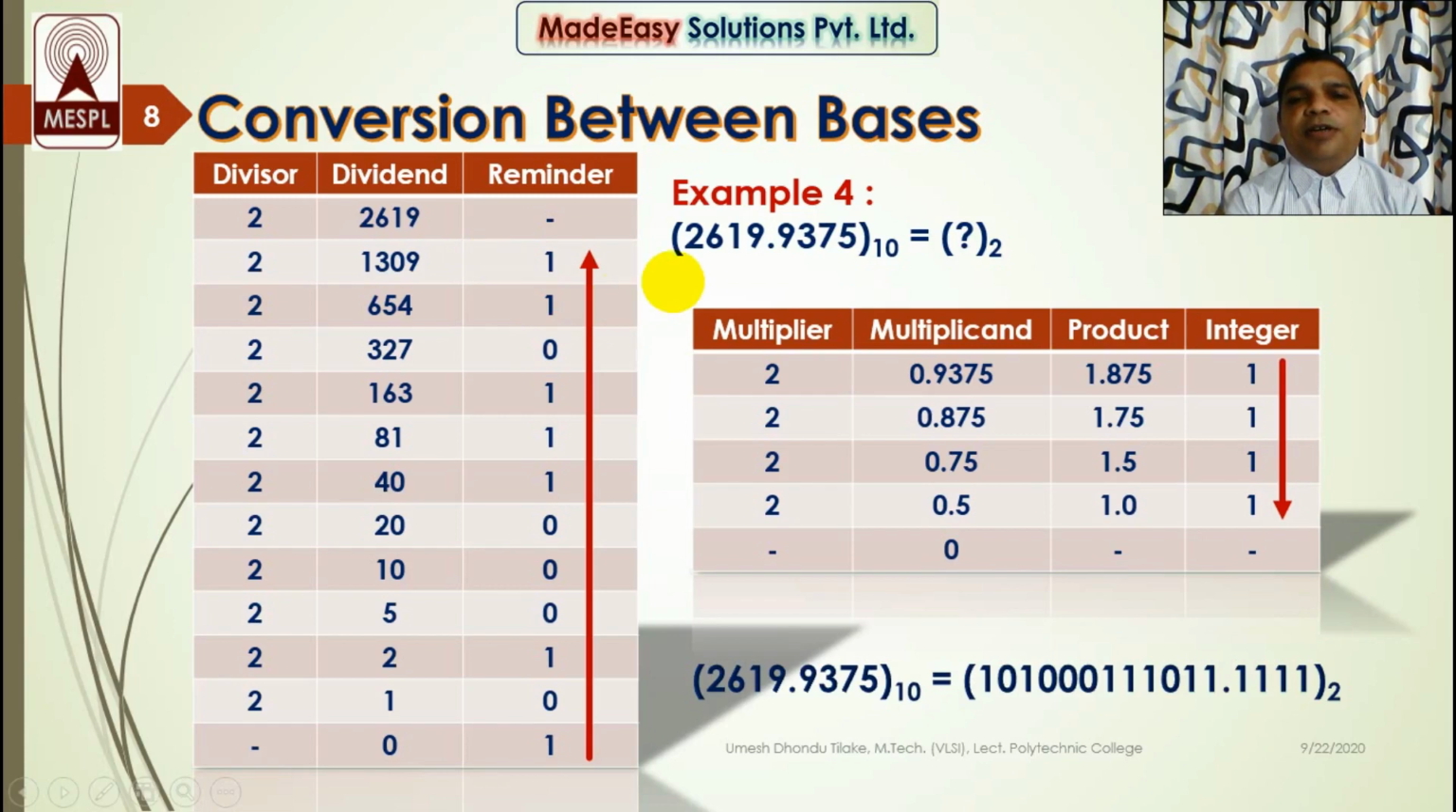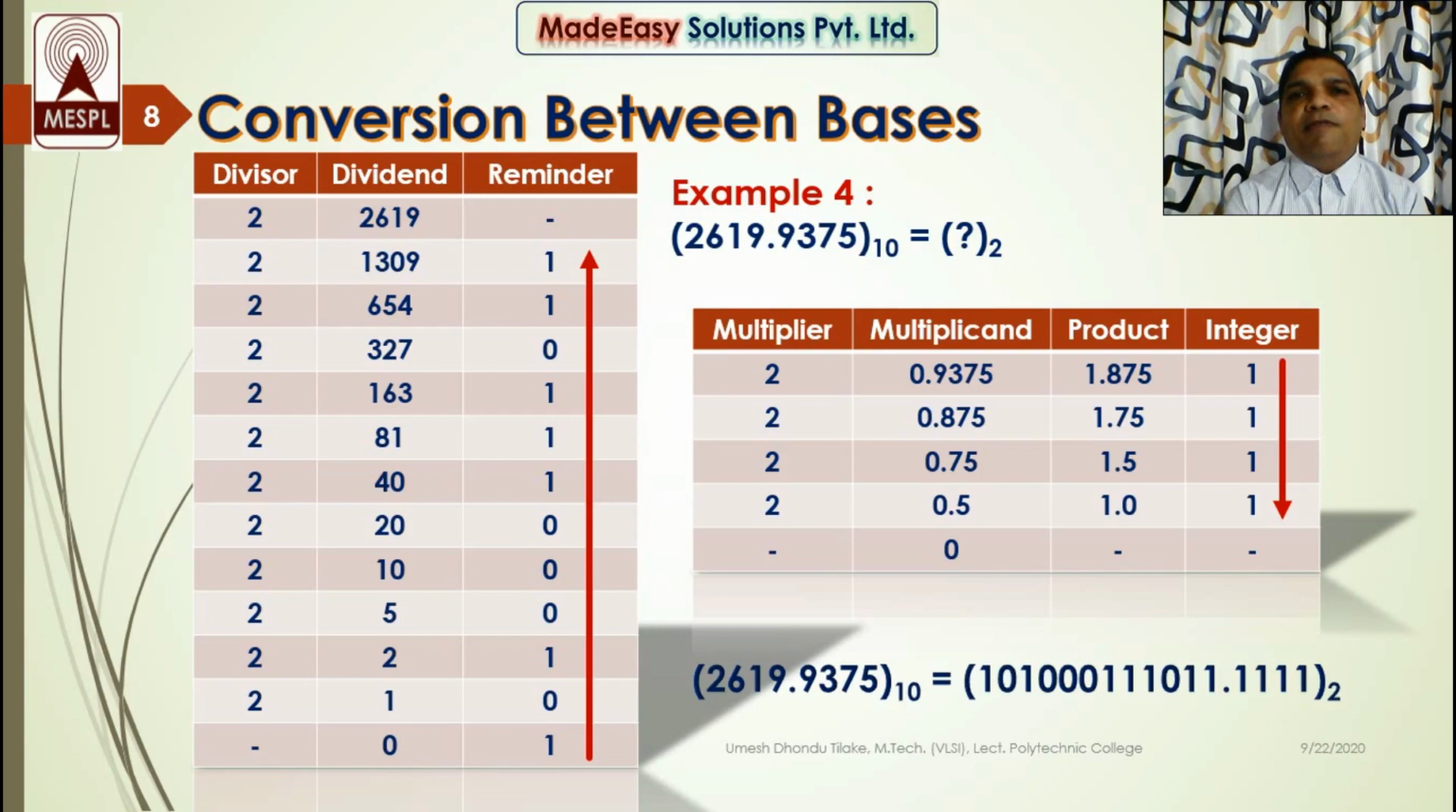In the division operation, when we convert an integer into binary, we consider the remainders in reverse order, and when we convert the fractional part into binary, we consider the integers in forward direction. So the given decimal number is converted into a binary number. See here, 1010, then 0011, 1011, and then 1111. So this is how we convert a decimal number into binary.